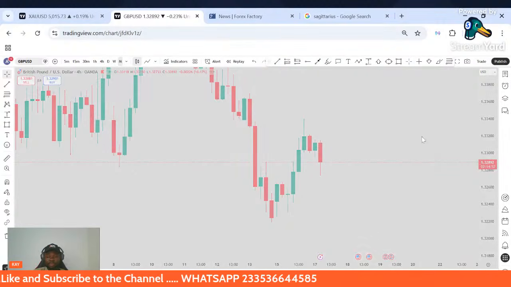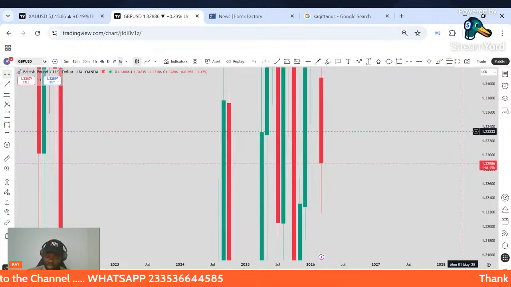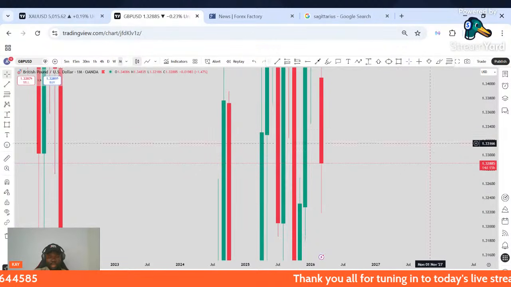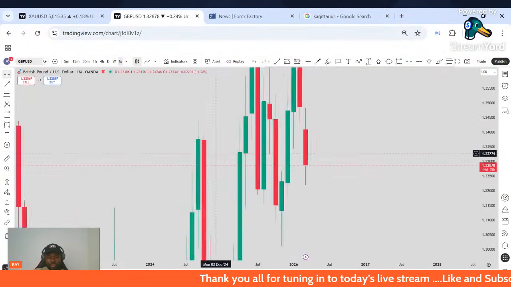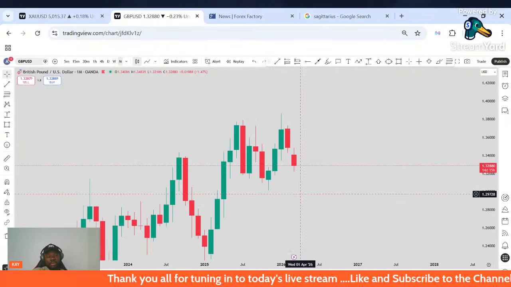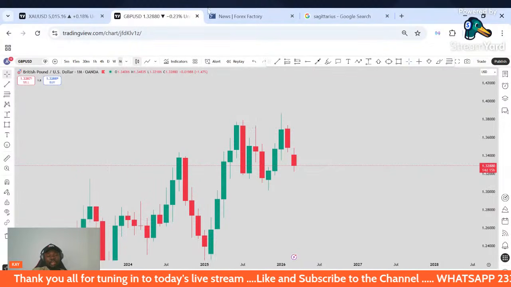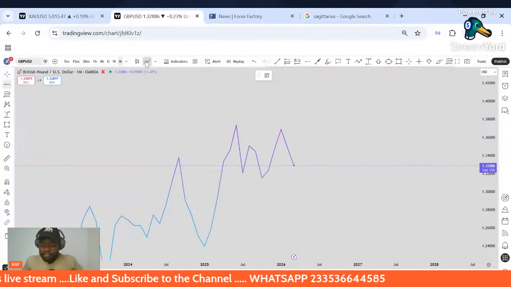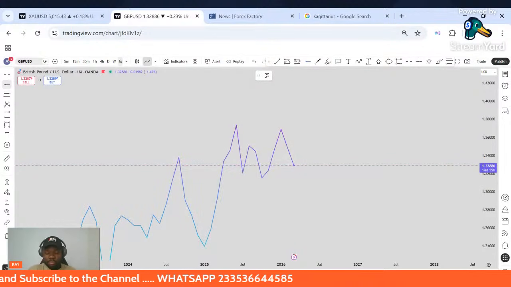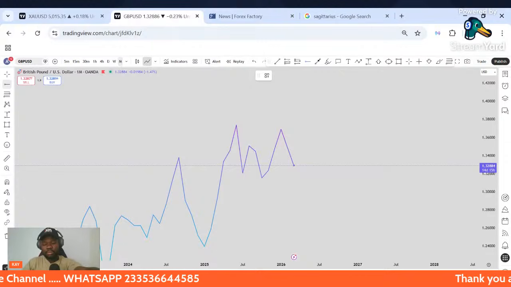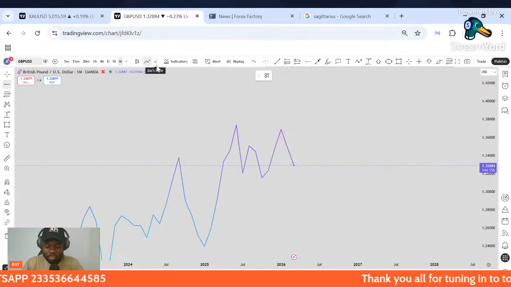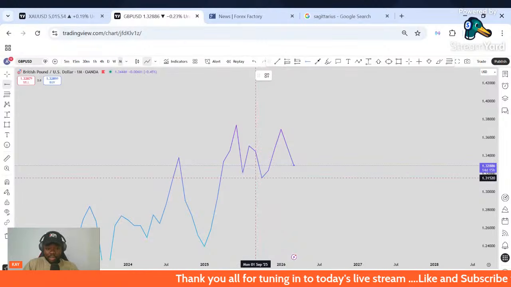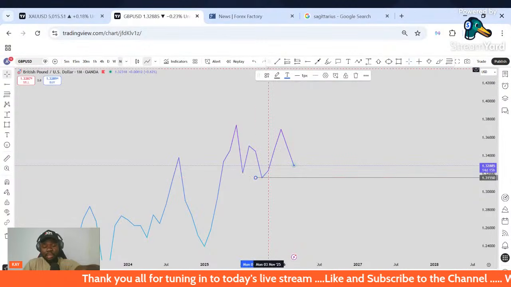So let's see GBP USD, for those who trade currencies. With the monthly time frame on GBP USD, we have this rejection level over here at the monthly time frame.